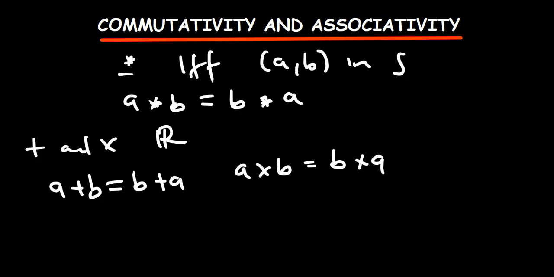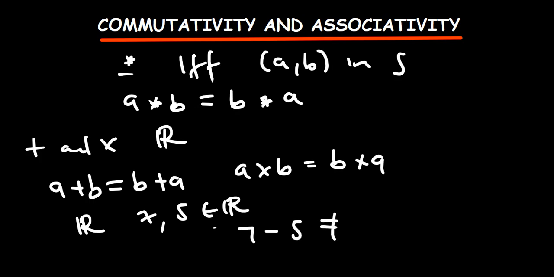Since these are just numbers that we're picking from the field of real numbers, this is going to hold. But that is not the case for subtraction, because if we have real numbers, let's say 7 and 5, then when it comes to subtraction, 7 minus 5 is not equal to 5 minus 7. This side gives me 2, and the other side gives me negative 2. So this does not give us the same thing, so it cannot be commutative.